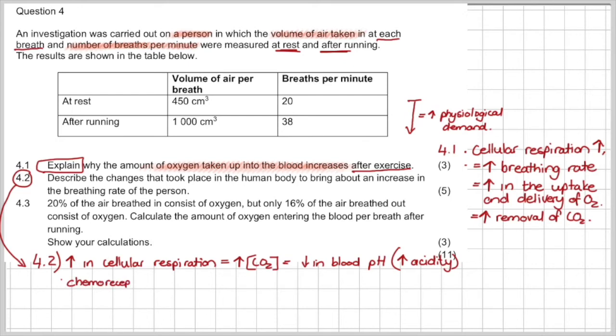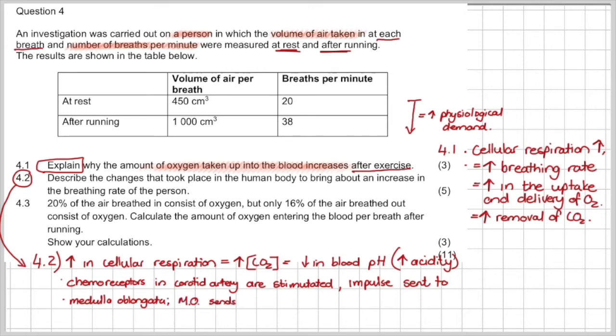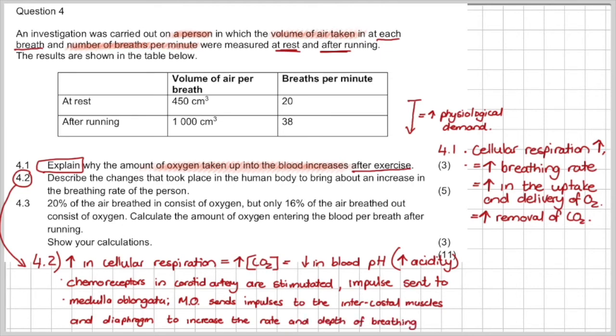This is picked up by receptors in the body. So chemoreceptors in the carotid artery are stimulated by this increase in acidity. Impulses are generated, and then the impulses are sent to a control center. Okay? And the control center here is the medulla oblongata of the brain. So the medulla oblongata receives these impulses that say there is an increase in the acidity of the blood, and the medulla oblongata now needs to manage this. It then sends impulses to the intercostal muscles and the diaphragm to increase the rate and the depth of breathing. Okay, now this is the control mechanism for breathing.